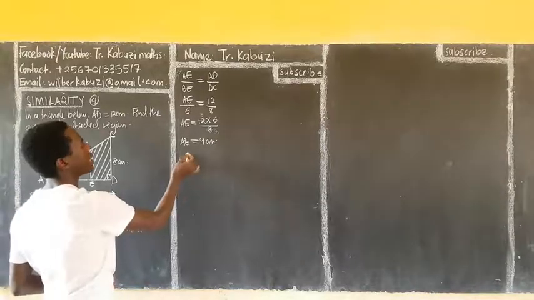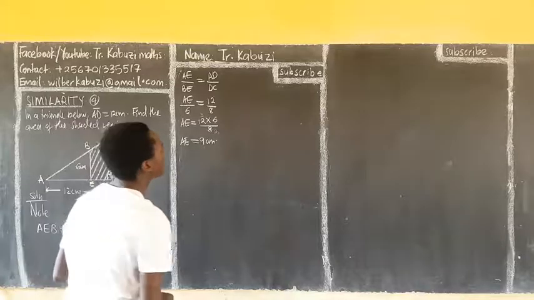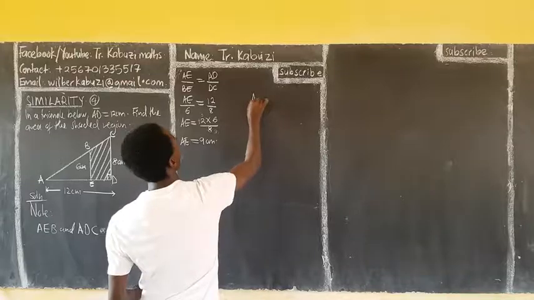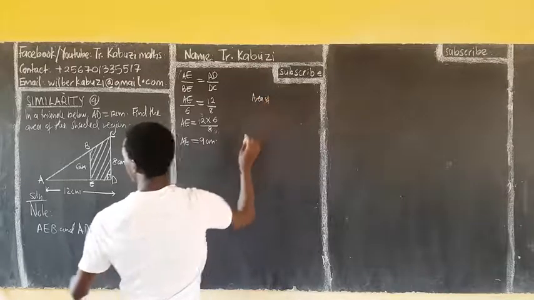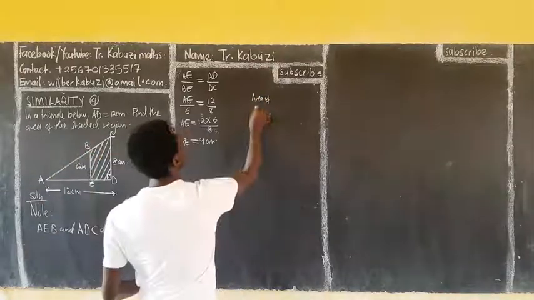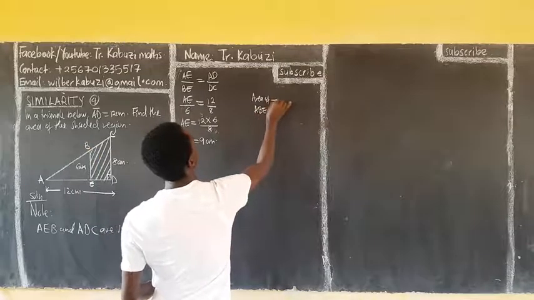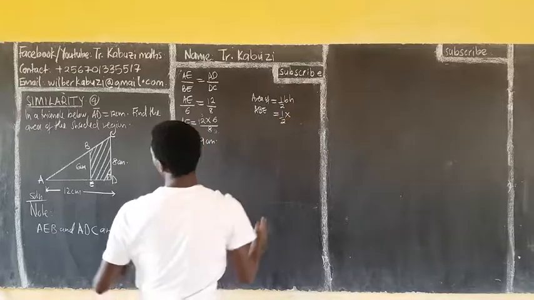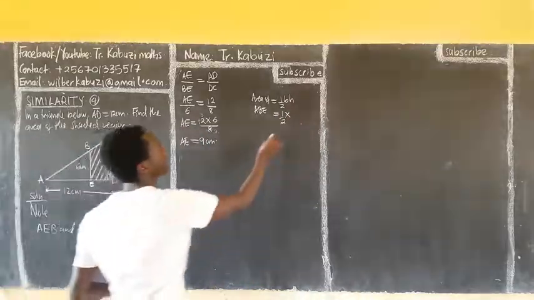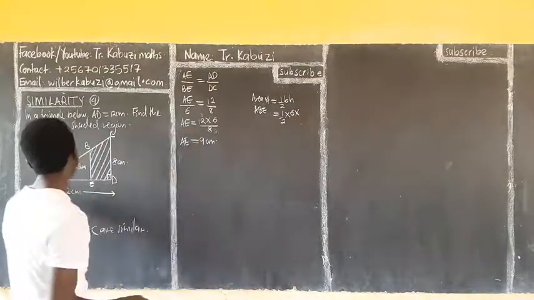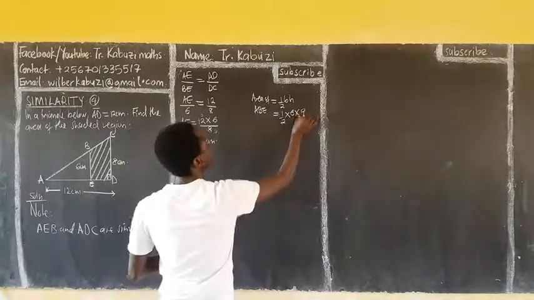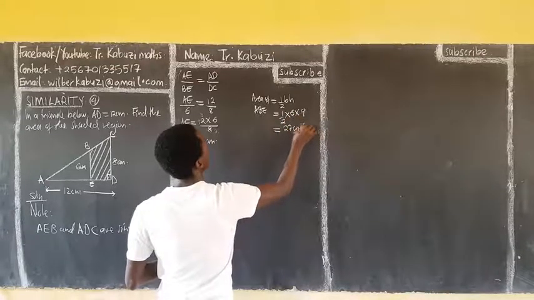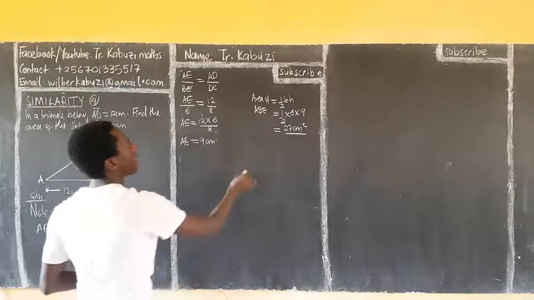So now, if I have AE, note that the area of ABE is going to be a half base times height, which is a half times its base, 6, times its height, which is AE, which is 9. And you see this one is going to give us 27 square centimeters.